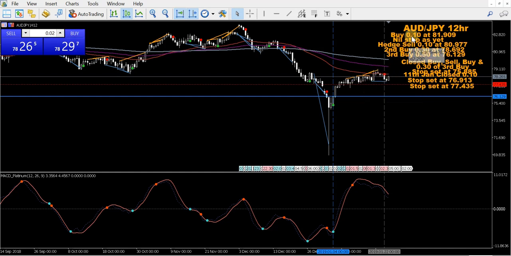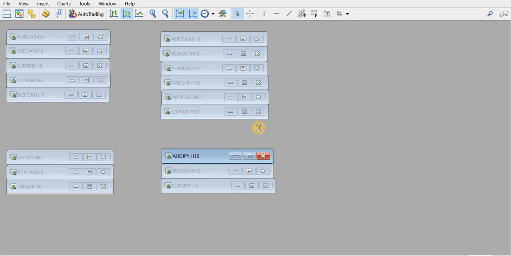So you'd see it all in the spreadsheet. It's the Aussie yen 12-hour. If you want to go through the sequence of events on the spreadsheet, you'll see what I did. But I had a few trades on and made some money out of them. So that's all. That's what counts.